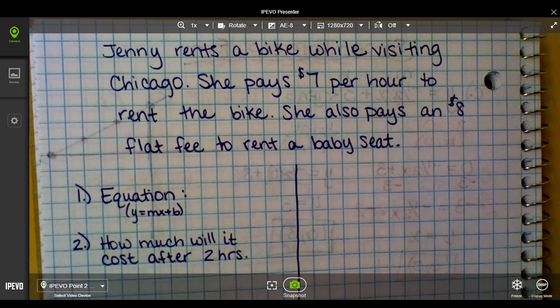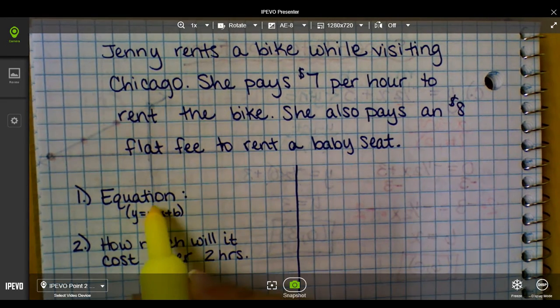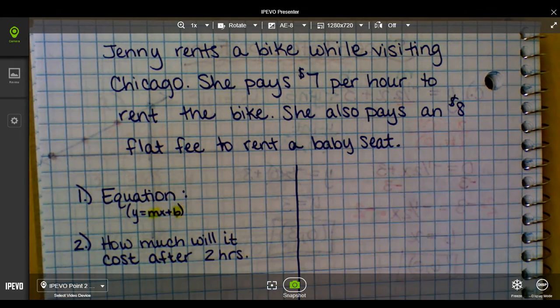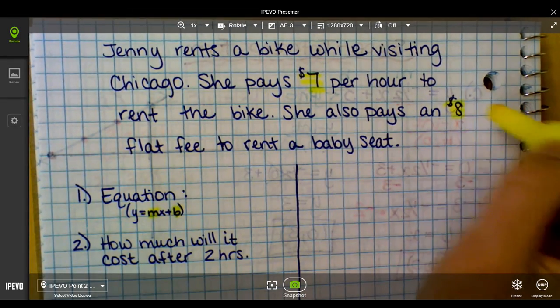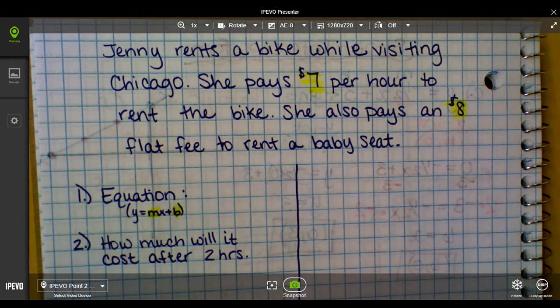So Jenny rents a bike while visiting Chicago. She pays $7 per hour to rent the bike, and she also pays an $8 flat fee to rent a baby seat. The first thing that we want to do is write in the equation for y equals mx plus b to represent this situation. Remember that we are only plugging in M and B in this case. So we just really got to know what M and B is. And hopefully you go straight over here and you're like, well, it has to be a 7 and an 8. But you have to know which one is going where.